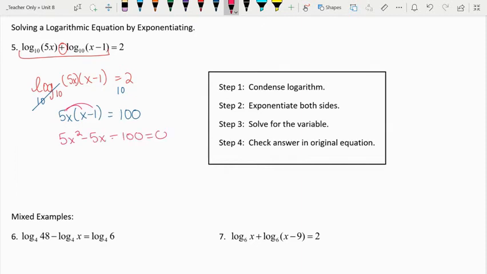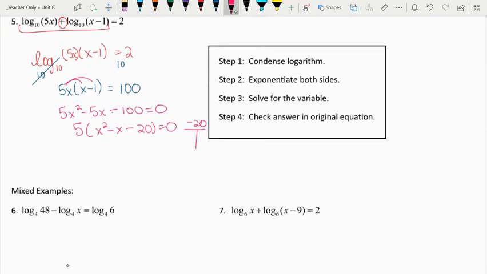But I'm going to subtract 100 over so we can start factoring. If we take out a 5, we're left with x squared minus x minus 20. And we can t-chart with 20. We get negative 4 and 3. So 5 times x minus 4 times x plus 3, which makes x 4 and negative 3.